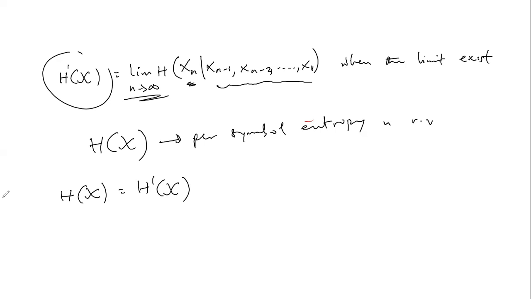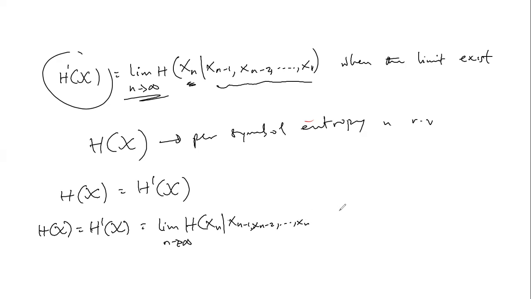And for a stationary Markov chain, the entropy rate will therefore reduce to h of x being the same as h prime of x, taking the limit for n sufficiently large of h of Sn, given that Sn minus 1, Sn minus 2, all the way to S1 has occurred, this Sn being the last symbol, from the first symbol, is the same as taking the limit for n sufficiently large of Sn, given that Sn minus 1 already occurred, which is this. So these are equal for a stationary process.